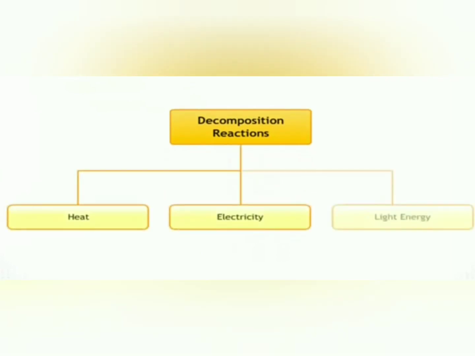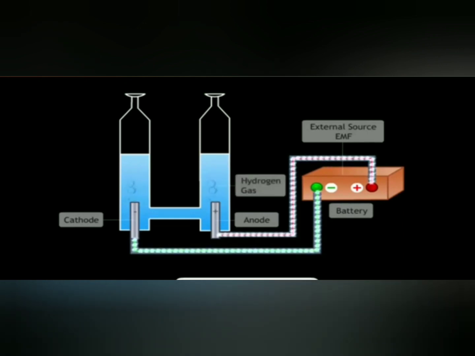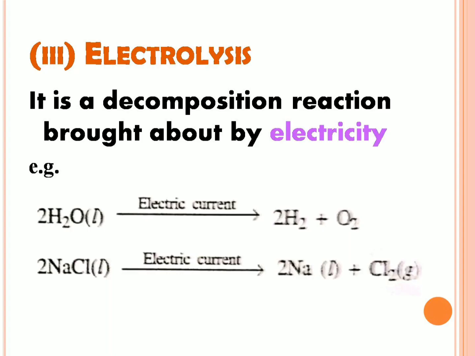And decomposition of a substance by passing electric current through it is called electrolysis. For example, when electric current is passed through acidulated water, it decomposes to give hydrogen gas and oxygen gas. So electrolysis is defined as a decomposition reaction brought about by electricity.